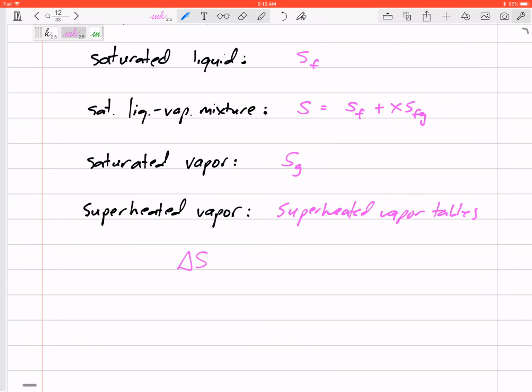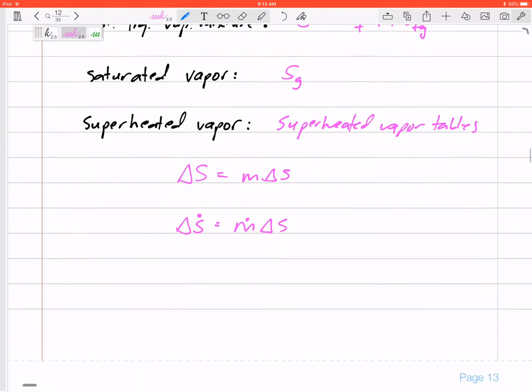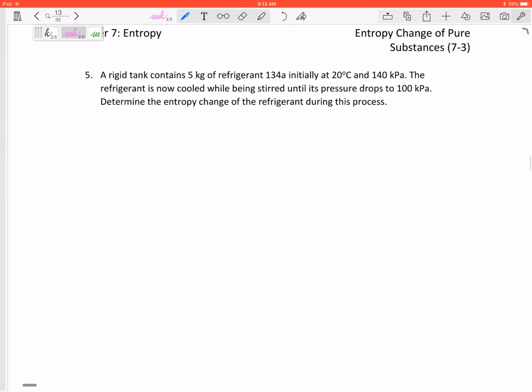If we're looking at capital S, take the mass times S2 minus S1. If we're looking at the entropy change rate, it's m dot delta S. But you already know, I think, how to use these property tables. So we can use property tables to find the entropy at the initial state and the entropy at the final state. There we have the change in entropy. So let's look at some problems.